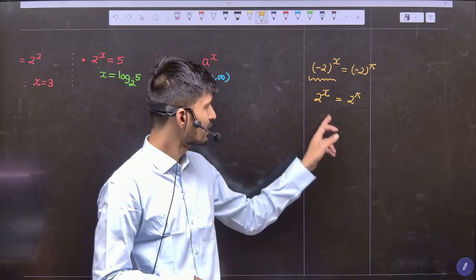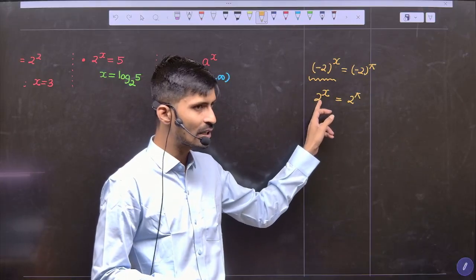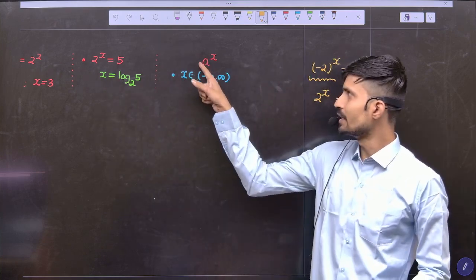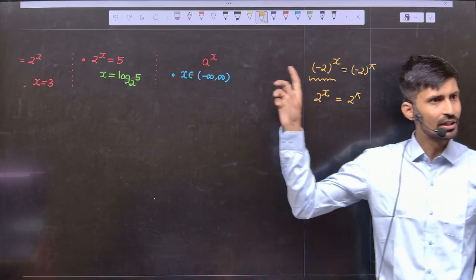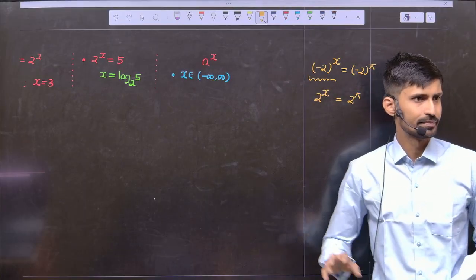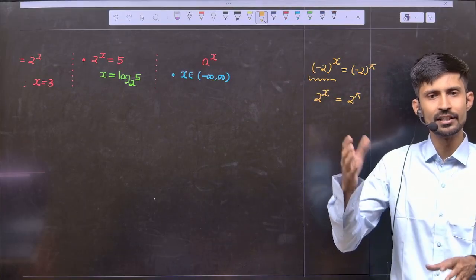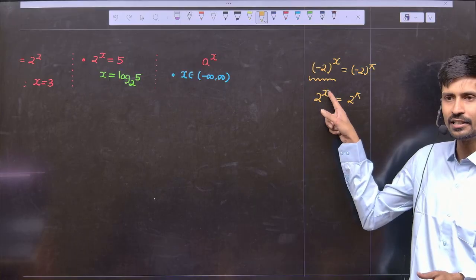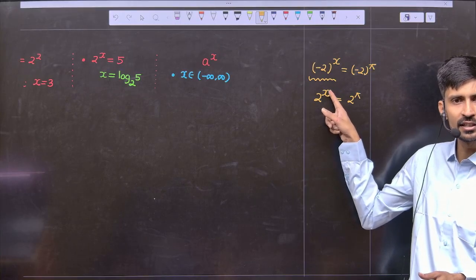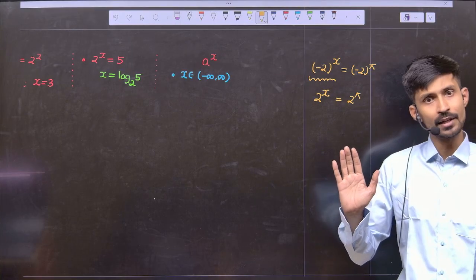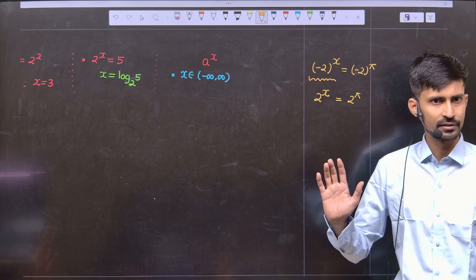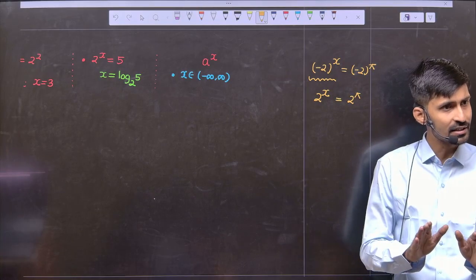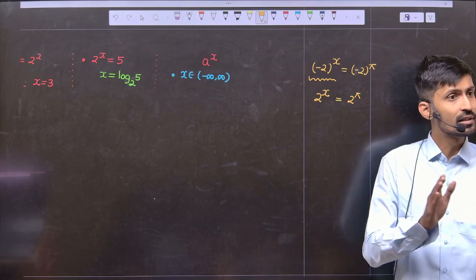But when a is a positive number, it is defined every time, whether x is irrational or rational. So here, 2 raised to x, whether x is rational, irrational, positive, negative, is defined every time. But minus 2 raised to x, sometimes it exists, sometimes it does not exist.